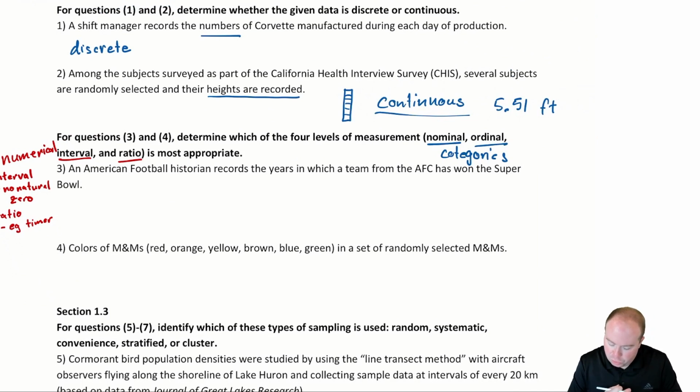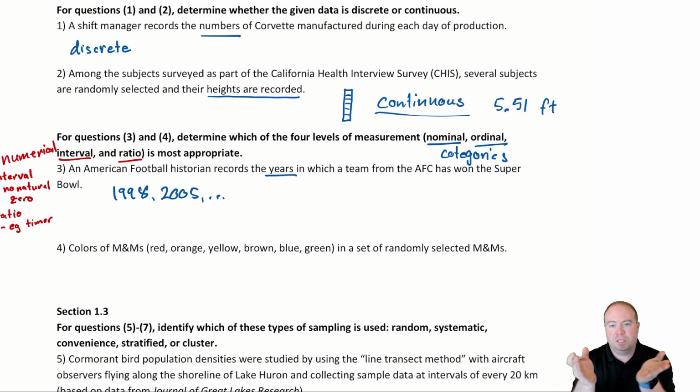An American football historian recorded the years in which a team from the AFC won the Super Bowl. If we're just thinking about what this data looks like, I don't follow football that well, but there would be like 1998, 2005, and so on. This would be what the data looks like. And there's no natural zero. Even year 0 is just the idea of the transition from BC to AD. So there's no natural zero here, but it is numbers. So this is an example of interval data.